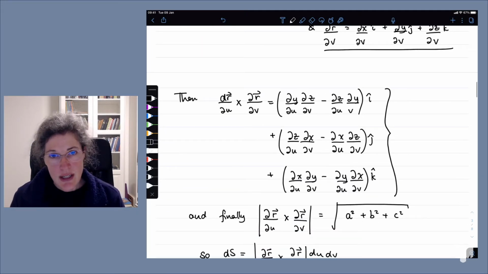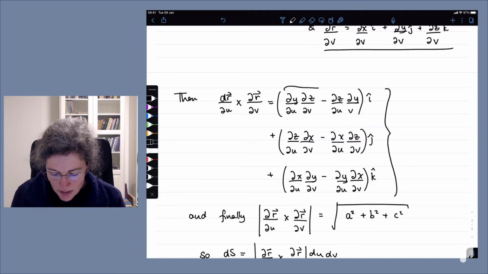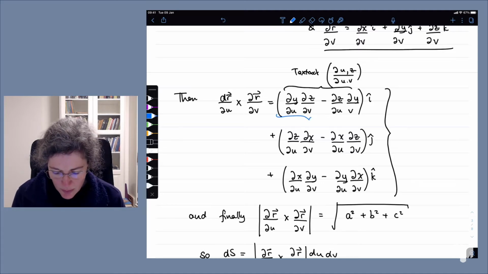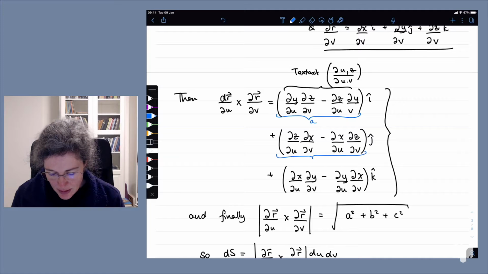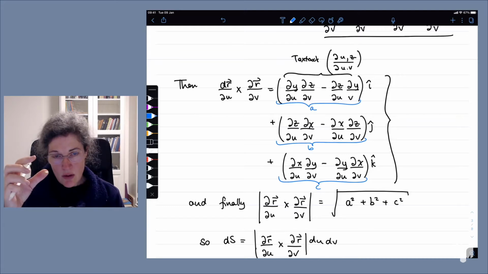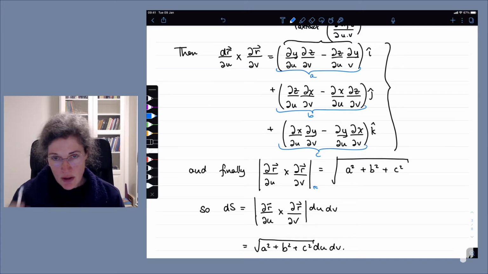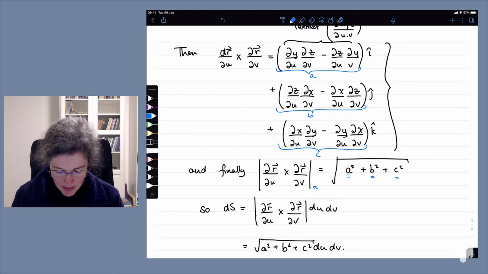In the textbook, they use slightly different notation. I think they call it something like dz/du by dz/dv, something like that. I find that complicated. So I'm just going to refer to this whole thing here as A, and this whole thing here as B, and this whole thing here as C. And so once we've taken that cross product, we actually need the magnitude of that. So here we've taken the magnitude, and our magnitude is just going to be the root of the squares of each of those components. So there's my A and my B and my C.